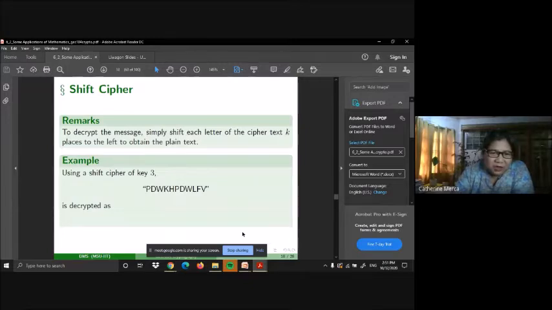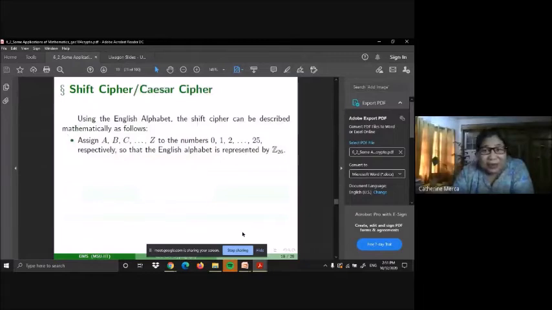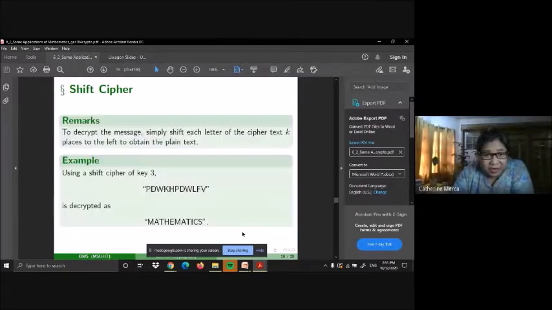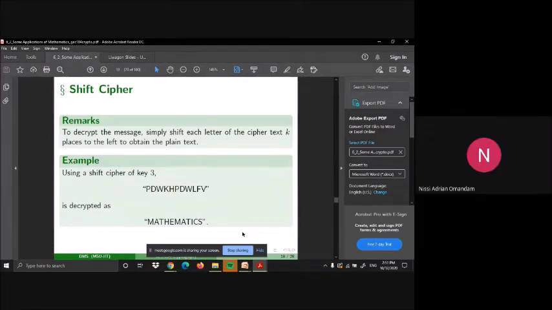PDWK. Alam niyo na yung math. So, HPDWLFV. You have an idea? Mathematics. Yes, decrypted as mathematics. Okay? So, pero, shift cipher key of 3 lang na. Pero pag shift cipher key of 5, lahi na po. Did you get the difference? Yes, ma'am. Okay.